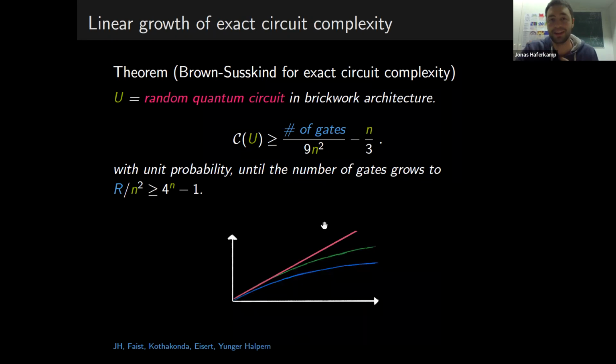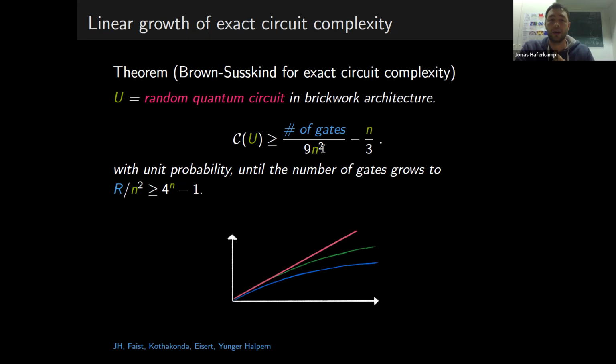Finally, here it is. It's the Brown-Susskind conjecture for exact circuit complexity. We show that if you draw U from a random quantum circuit in a brickwork architecture, then we can lower bound the complexity by the number of gates divided by 9 times n squared minus n over 3. And actually, this n over 3, we can get rid of it by just changing the scaling here slightly.